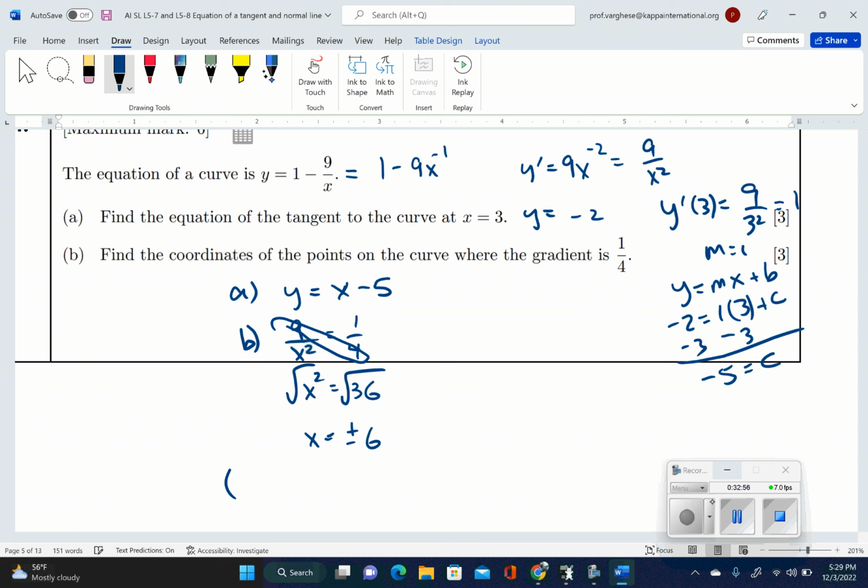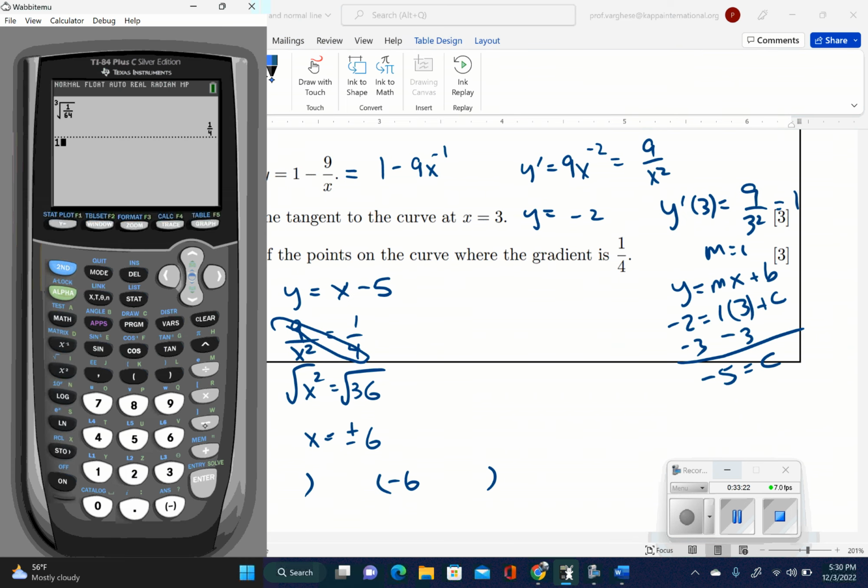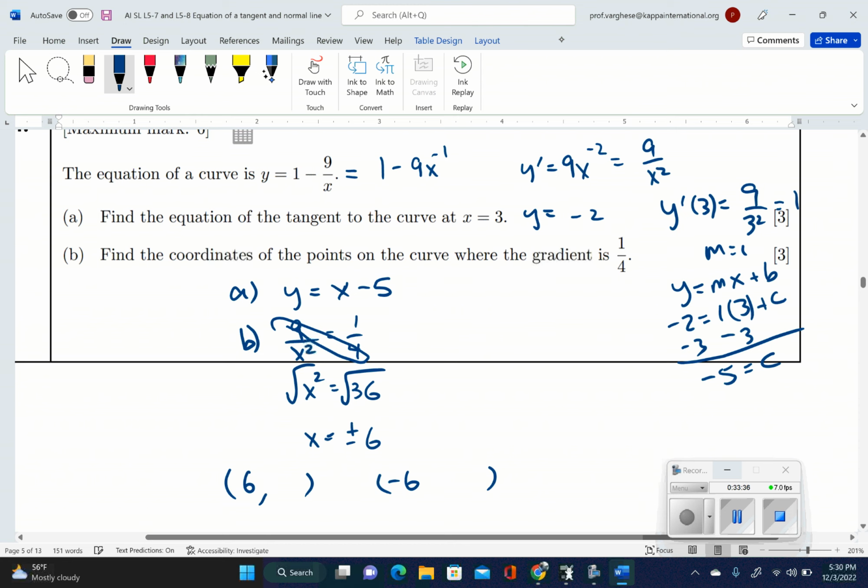Okay. So I'm looking for the coordinates. So one of the x's is +6, the other one is -6. To find out what the y's are, I'm just going to plug it into my function. I'm going to plug 6 in here. So I have 1 minus 9 over 6. I can use my calculator for this. I know I don't need to, but 1 minus 9 over 6 is equal to -1/2. So if I plug in 6, I get 6 comma -1/2.